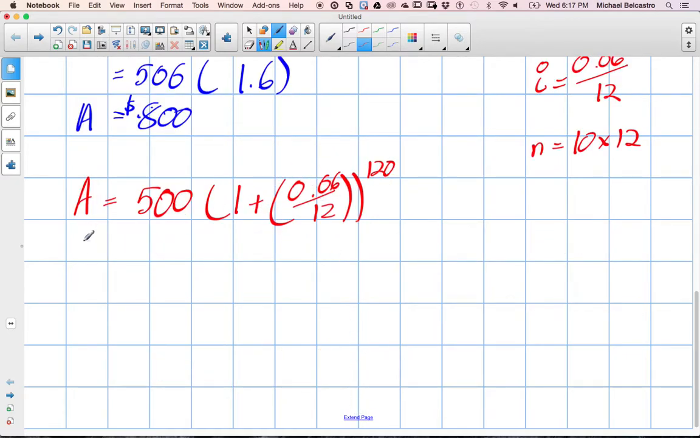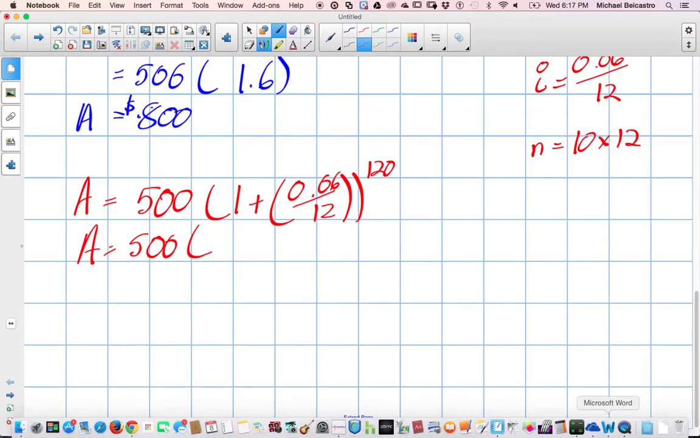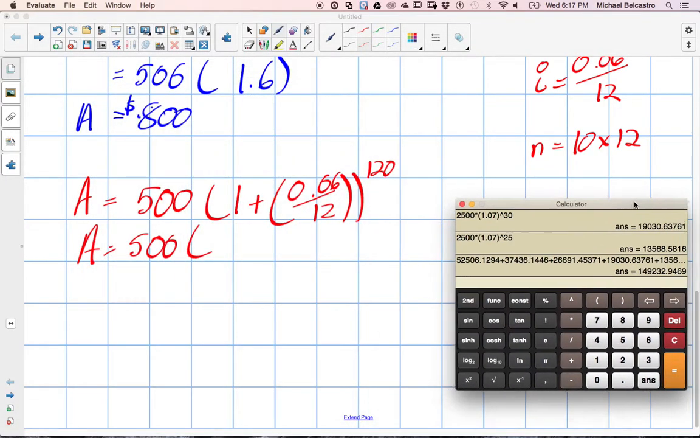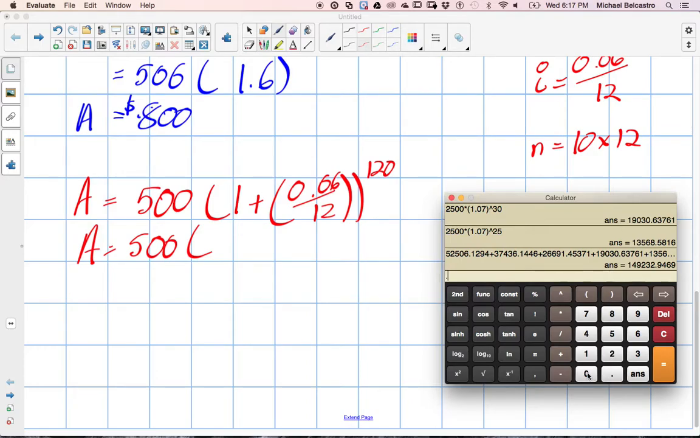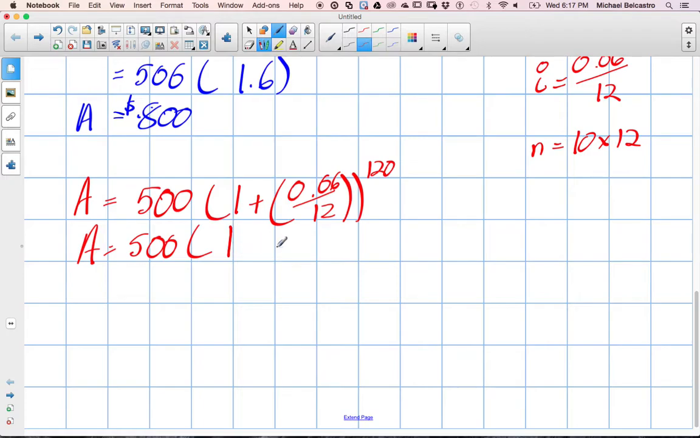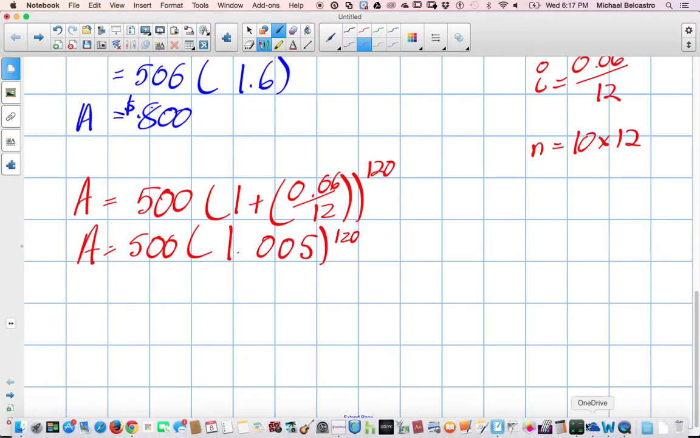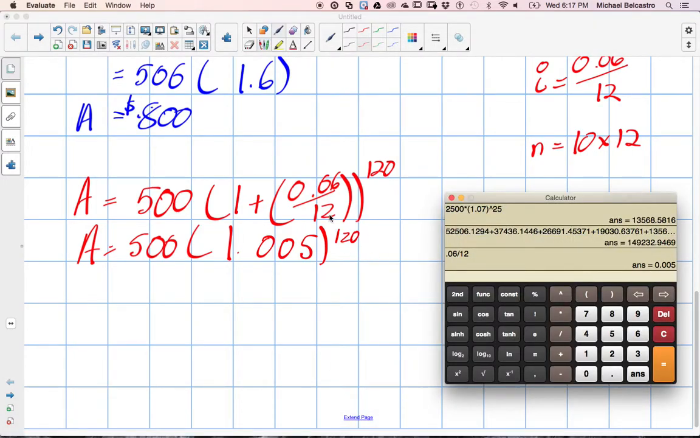So we have to find out what this decimal is, and luckily on most calculators you can do that all in one step. We'll try to do everything together here. 0.06 divided by 12 gives us 0.005. That's not so bad. I'll write that in. 1.005 to the power of 120. I put it together by adding 1, and the decimal is 0.005. We have to take this number and put it to the power of 120.